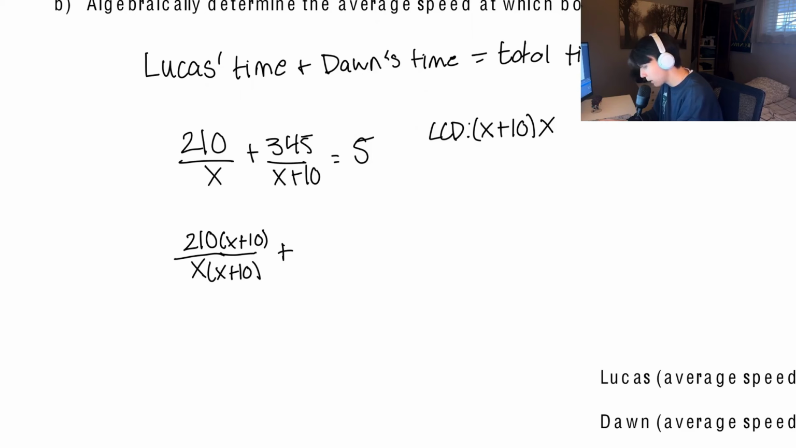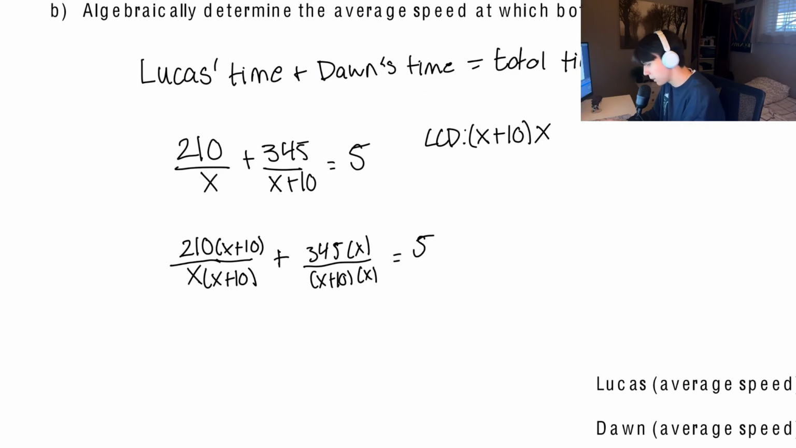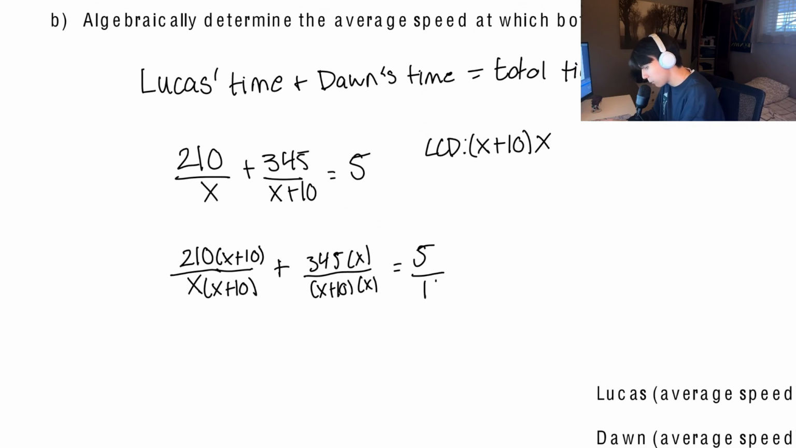Now we have to multiply by what's missing in our denominator here. Since we have an x plus 10 but no x, we have to multiply both the numerator and denominator by x. So 345 times x is equal to 5. But our 5 is also a part of this equation, so we have to multiply it by, pretend it's a 5 over 1, x times x plus 10, since it's missing both. And now we all have the same denominator.